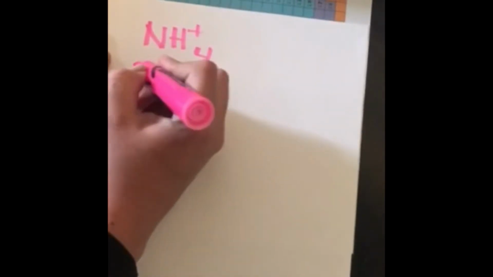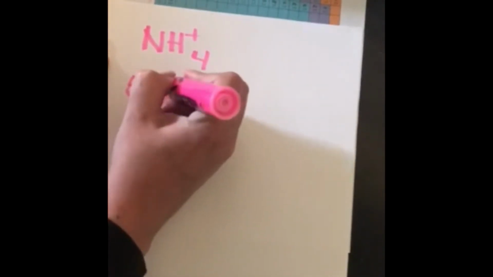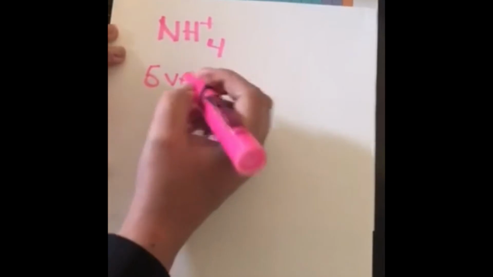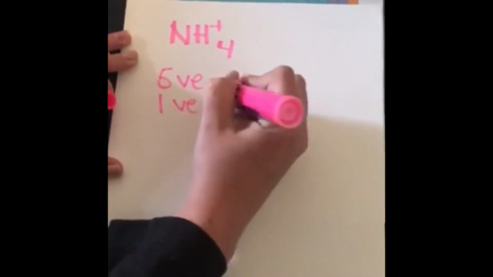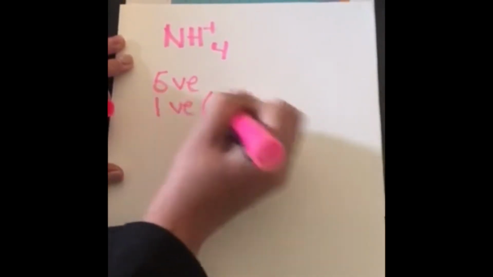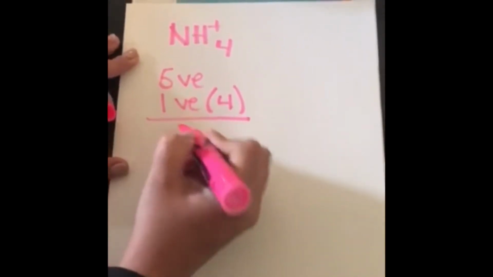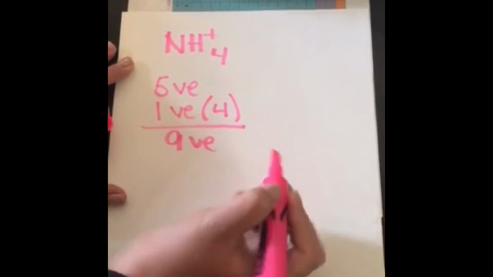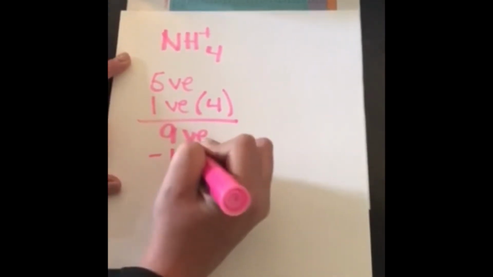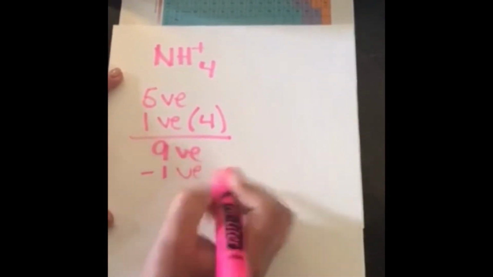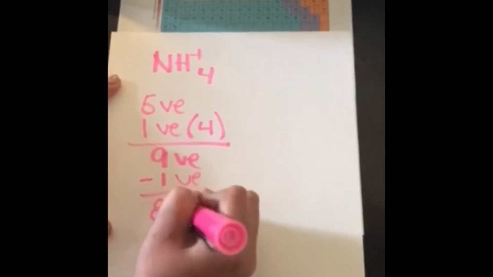nitrogen is in the 5th group, so 5 valence electrons. Hydrogen is in the 1st group, 1 valence electron, but there's 4, so we'll be multiplying these 2. We get a total of 9 valence electrons. Because there's a positive charge, we will subtract 1 valence electron for a total of 8.